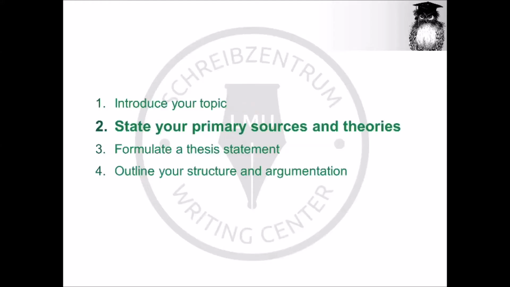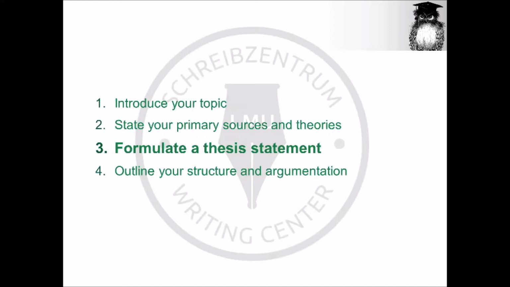Second, explain your primary sources and theories. Provide your reader with a brief summary of your primary sources and an overview of your most important theories. Also explain your reasons for conducting research and the significance and your insights of your work. It will give your reader a clearer understanding of where your paper is situated in the academic field. Third, formulate a thesis statement.